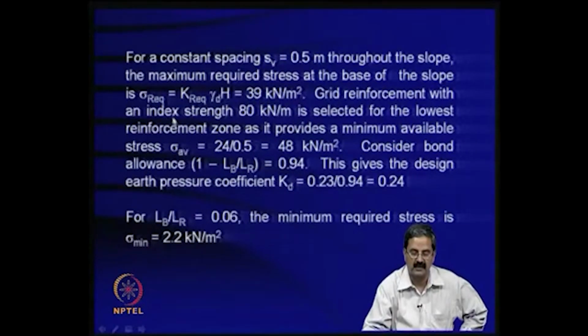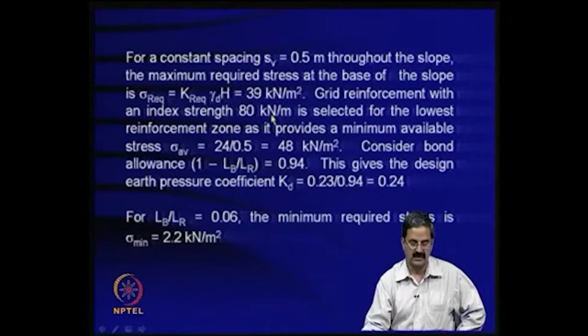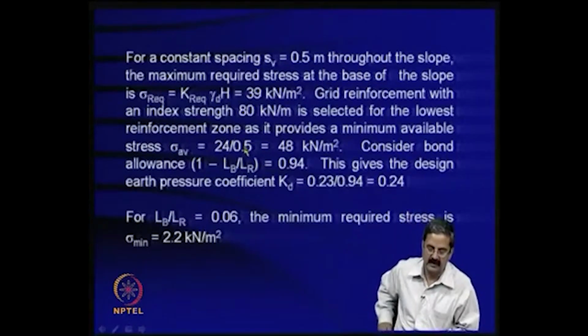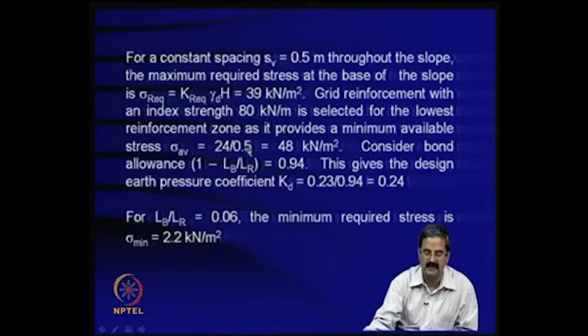The grid reinforcement with index strength 80 is selected for the lowest reinforcement zone, as it provides the minimum allowable strength. Say, for example, I have given you those diagrams, and 24 is allowable, right. For one of the materials it has 24, and 24 divided by 0.5 will give you 48. This 24 is nothing but the material property 80 reduced to allowable force, divided by 0.5, which is the spacing. So, 48 is the allowable force required.